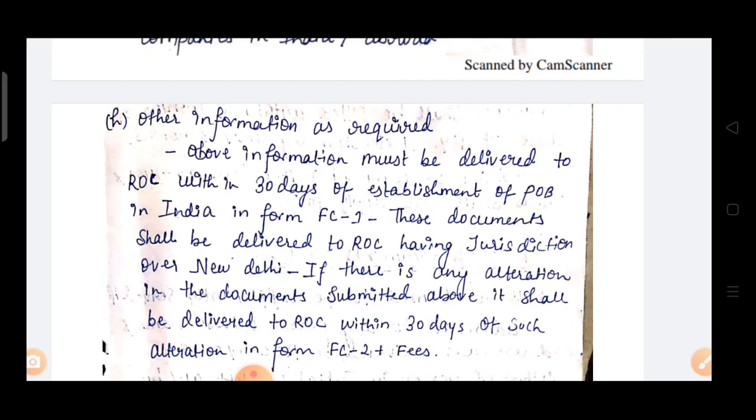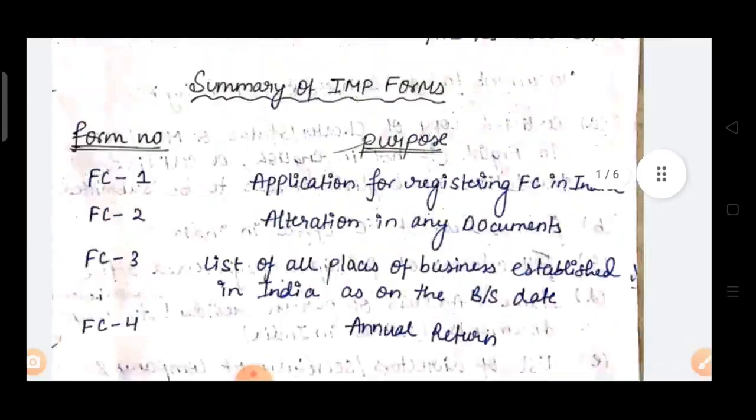Then the above information must be delivered to ROC within 30 days of establishment of place of business in India in form FC1. So all this information must be delivered within 30 days, meaning from the date when the place of business is established in India, we'll count 30 days. Within 30 days from that date, this information is to be delivered to ROC, and it will be delivered in form FC1.